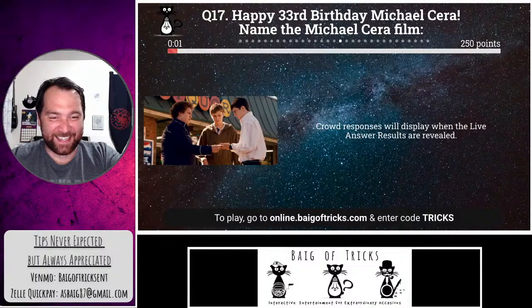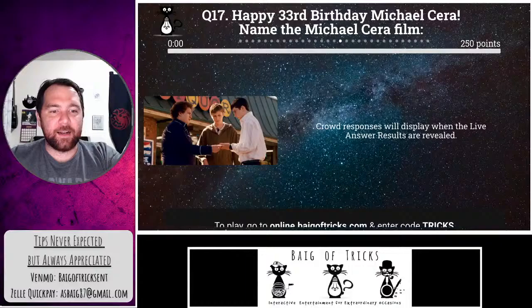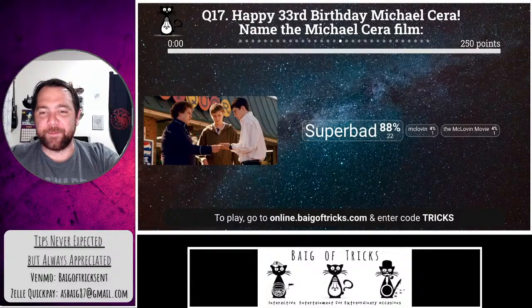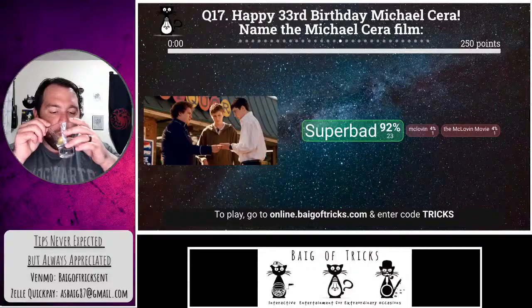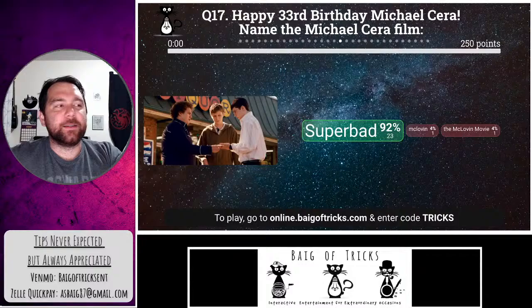All right, everybody's in, and almost everybody got this. Oh, a couple of you came up with a character name. The correct answer is Superbad. Superbad, that's a social. Cheers, everybody. Number 18. Name this Michael Cera film.